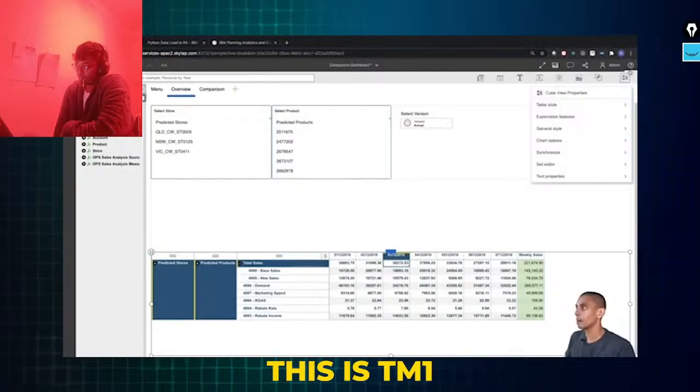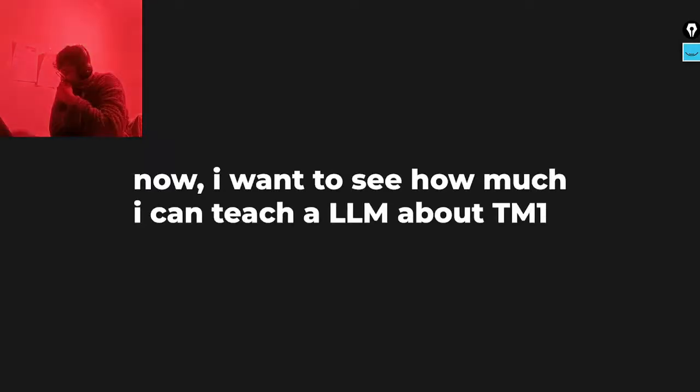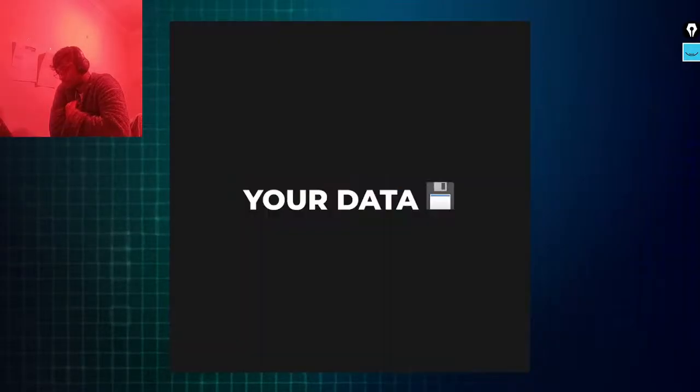So my first job in tech was actually as a technology consultant focused on a tool called TM1. Now it's a little bit of software that's mainly used for finance teams. Basically, it's like Excel on steroids. Now, I want to see how much I can teach an LLM about TM1. Keep in mind, just because I'm using this data doesn't mean you need to. Later on, I'm going to show you how to use your own data.